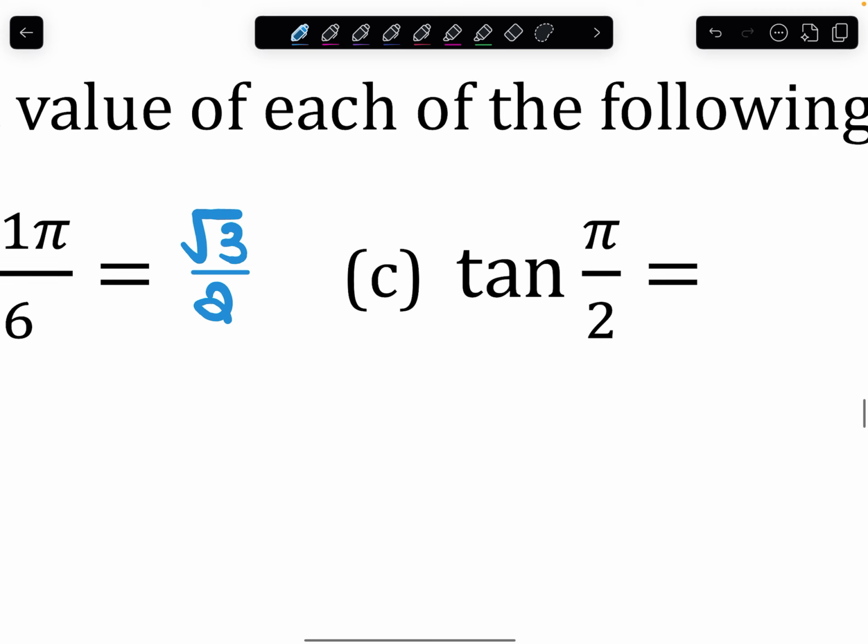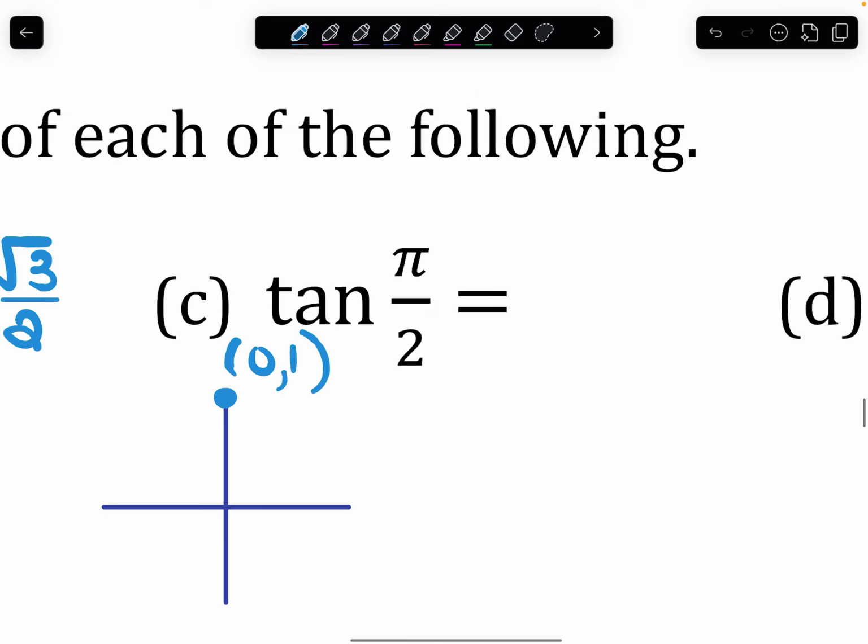Tangent, pi halves. It's not a 4, a 6, or a 3. This is an axis angle. Pi halves is straight up. Straight up is here. So that's where we are. So that is the point 0, 1, if you want to reference it. Tangent is the ratio y over x, but when I do y over x, that is 1 over 0. 0 is never allowed on the bottom. That does not exist. I write DNE. I believe in the homework you will be checking the little bullet that says it's undefined or does not exist.